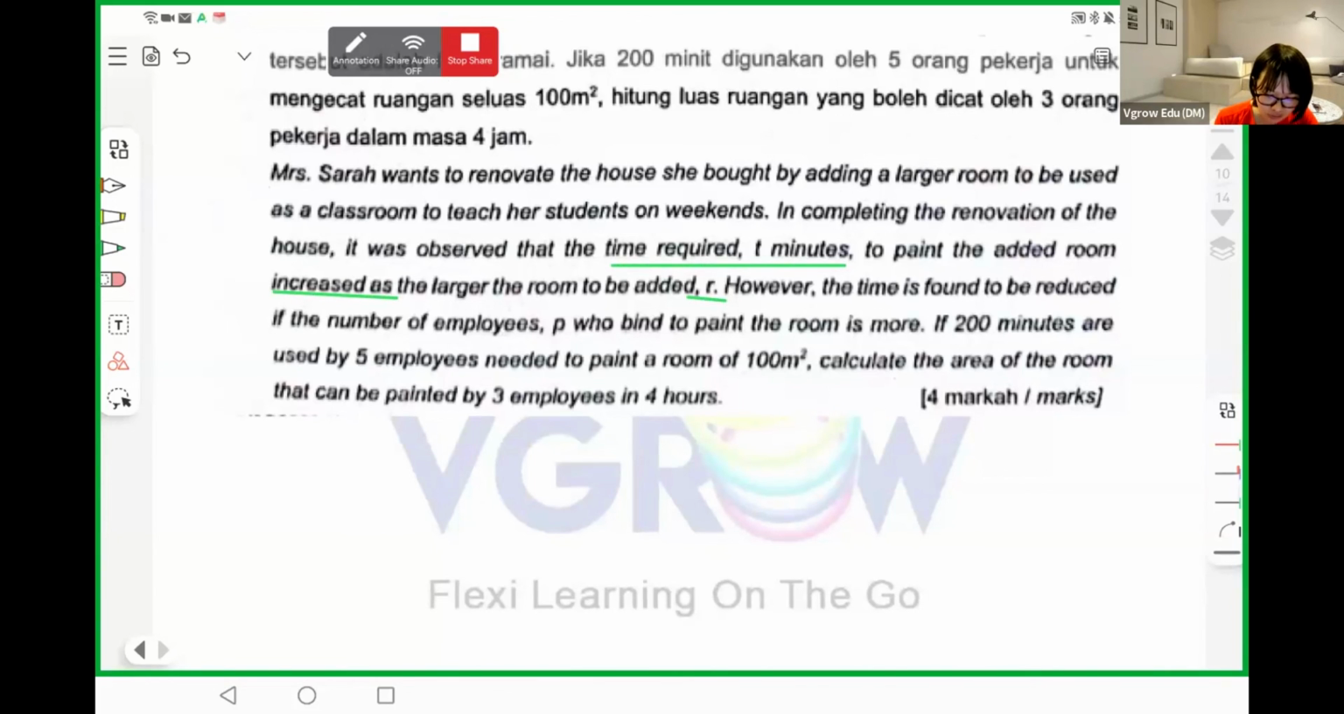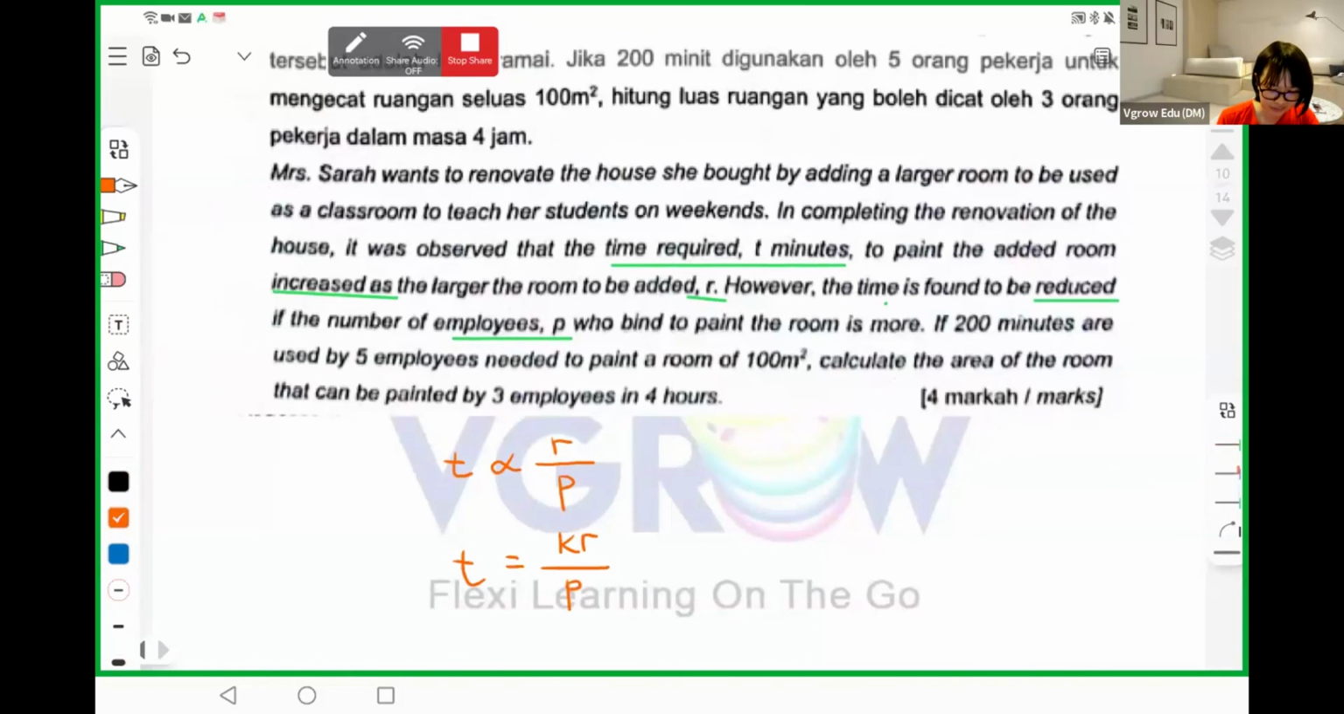However, the time T is found to be reduced if the number of employees P who paint the room is more. So from here, we can make it in variation form. T varies directly as R and inversely as P. So we get the variation form. Next, change it to equation form: T equal to K R over P.